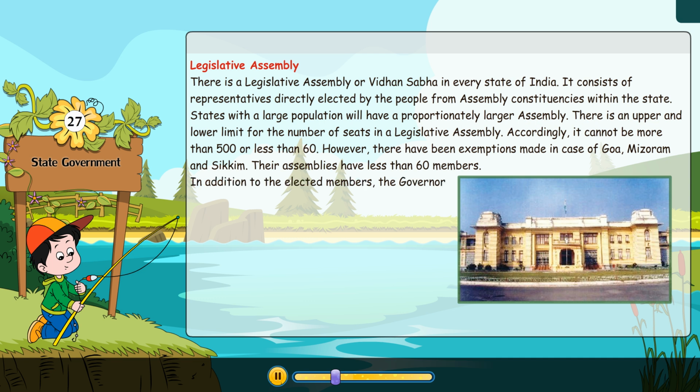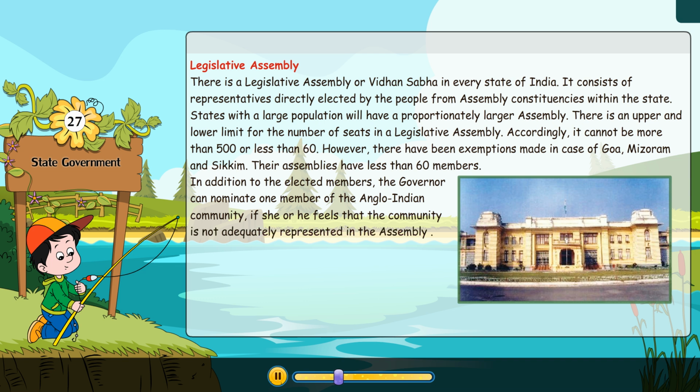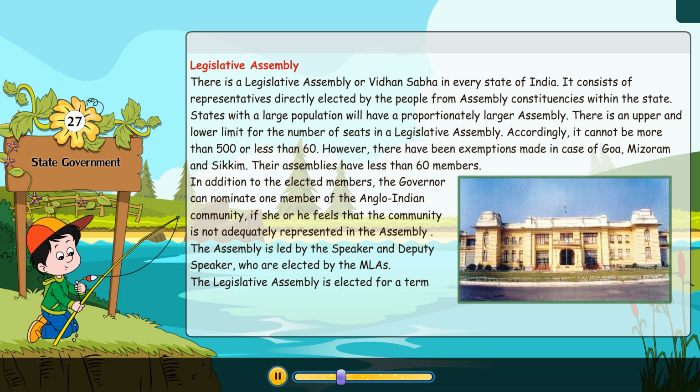In addition to the elected members, the governor can nominate one member of the Anglo-Indian community if she or he feels that the community is not adequately represented in the assembly. The assembly is led by the speaker and deputy speaker, who are elected by the MLAs. The Legislative Assembly is elected for a term of 5 years.